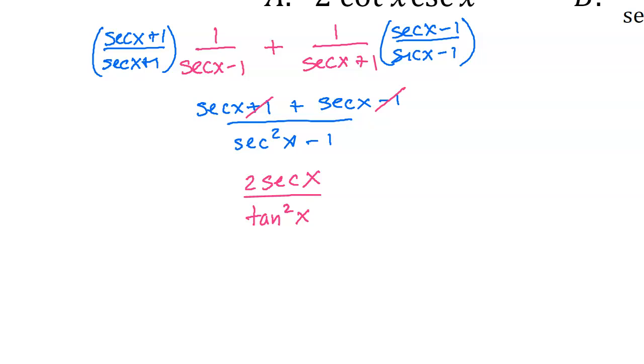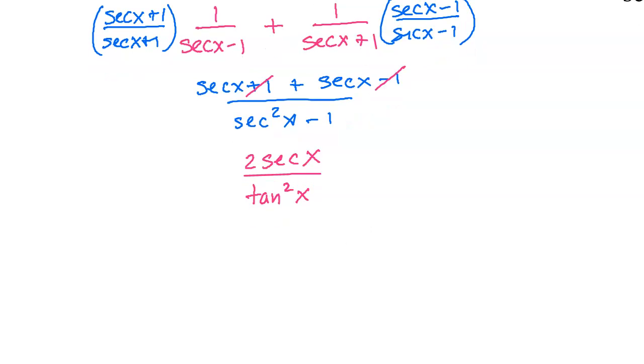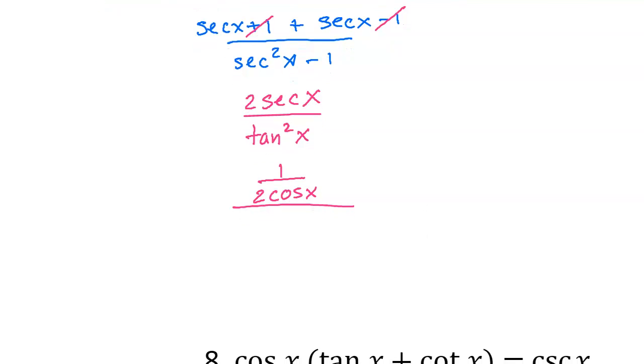So now I'm at a stopping point. None of these are identities, but whenever I'm stuck, I can change everything into terms of sine and cosine. That's what I'm going to do. 2 secant x is equivalent to 2 over cosine x, all over tangent squared of x, which is equivalent to sine squared of x over cosine squared of x.